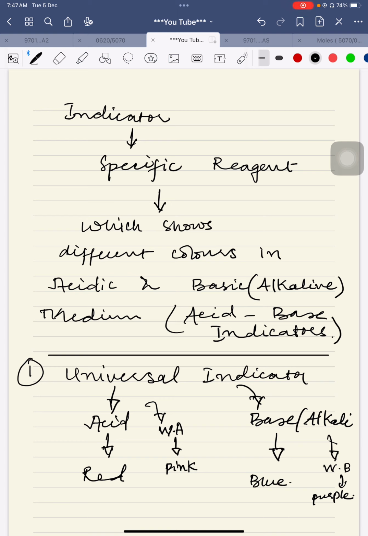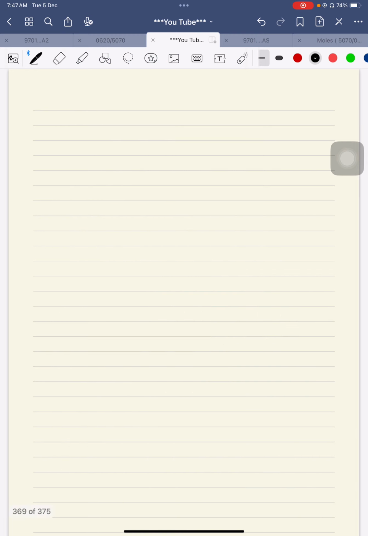Now I am changing the board and taking you to the next indicator. This is phenolphthalein, and in the acid, it is generally called phenolphthalein.